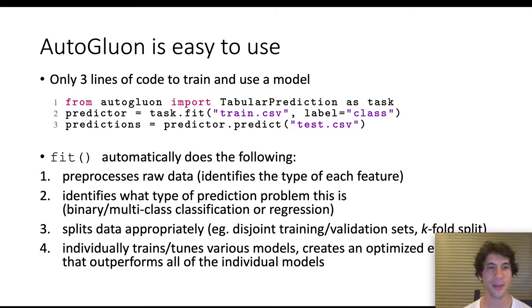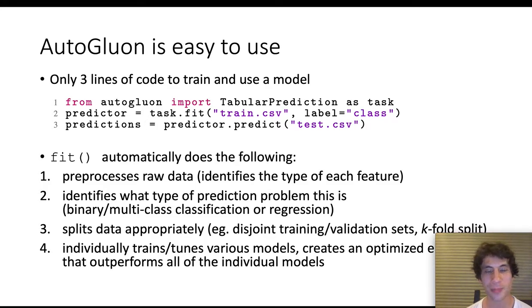AutoGluon is very easy to use. Here's all the code you need to train and use a model. Inside this code, especially the fit call in line 2, AutoGluon automatically does the following behind the scenes. It pre-processes the raw data. In this case, this is tabular data, so we have data in a bunch of columns. It'll identify what kind of variables are being stored in each column. It'll identify what kind of prediction problem this is. Does the column you want to predict contain discrete values or continuous values, i.e., is it classification or regression?